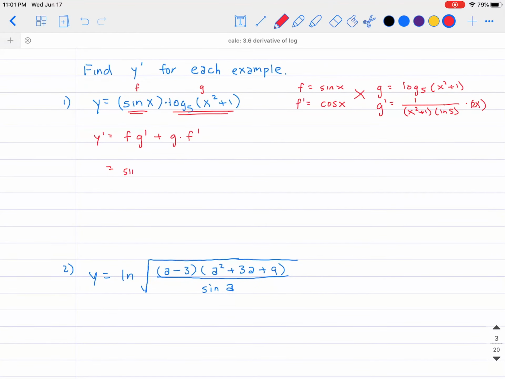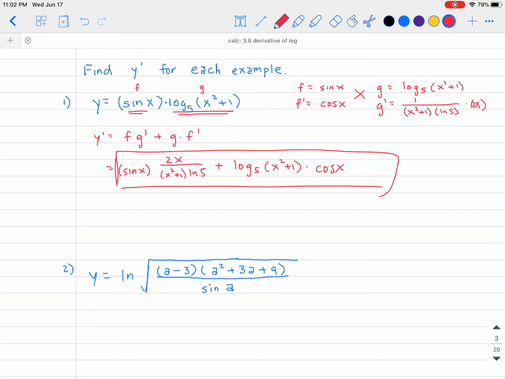So f is supposed to be sine of x multiplied by g prime, which I'm going to go ahead and write in. So it's going to be 2x divided by x squared plus 1 multiplied by the ln of 5, and then plus g, which is supposed to be log base 5 of x squared plus 1, and then multiply that by the derivative of f, which is going to be cosine of x. And for something like this, that is my derivative. I'm not going to simplify it because we don't really need to. So we'll just go ahead and leave it like that, okay?